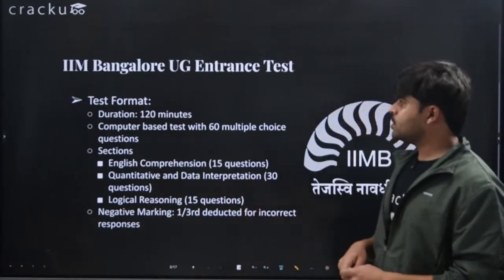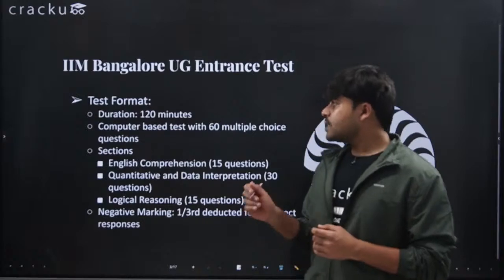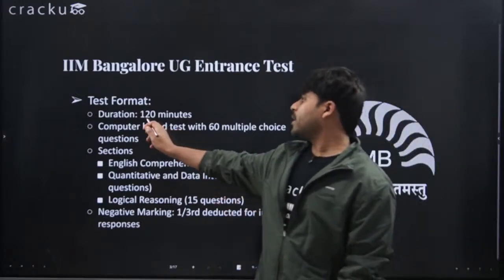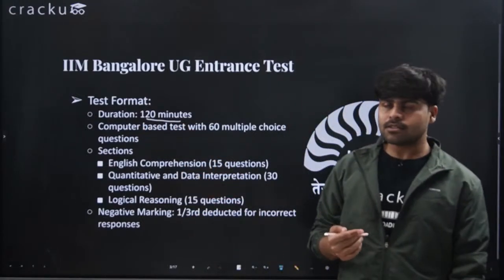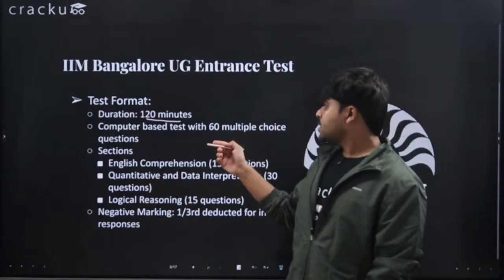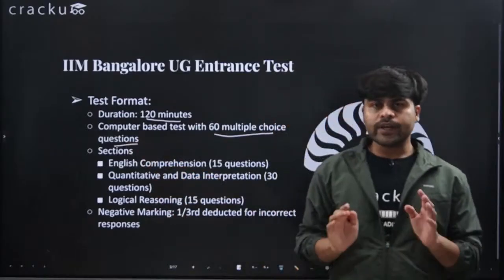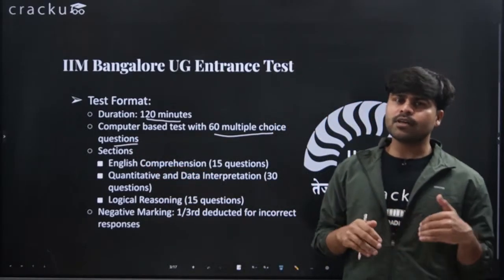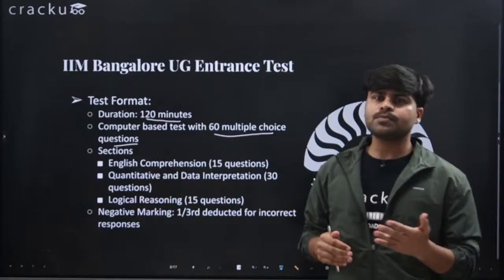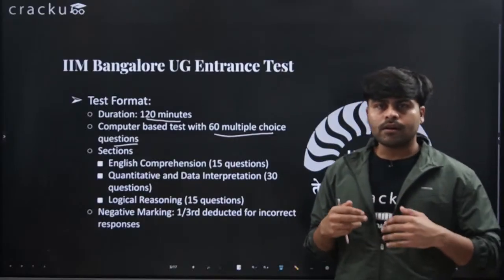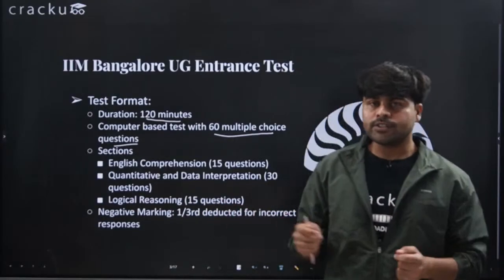So what exactly is the UG entrance test all about? Firstly, the test format: the duration is 120 minutes. It's a 120 minutes long test. It's a computer based test with 60 multiple choice questions. So 120 minutes, 60 multiple choice questions, you are seeing something like 2 minutes per question if you are really trying to solve or attempt all of the questions.